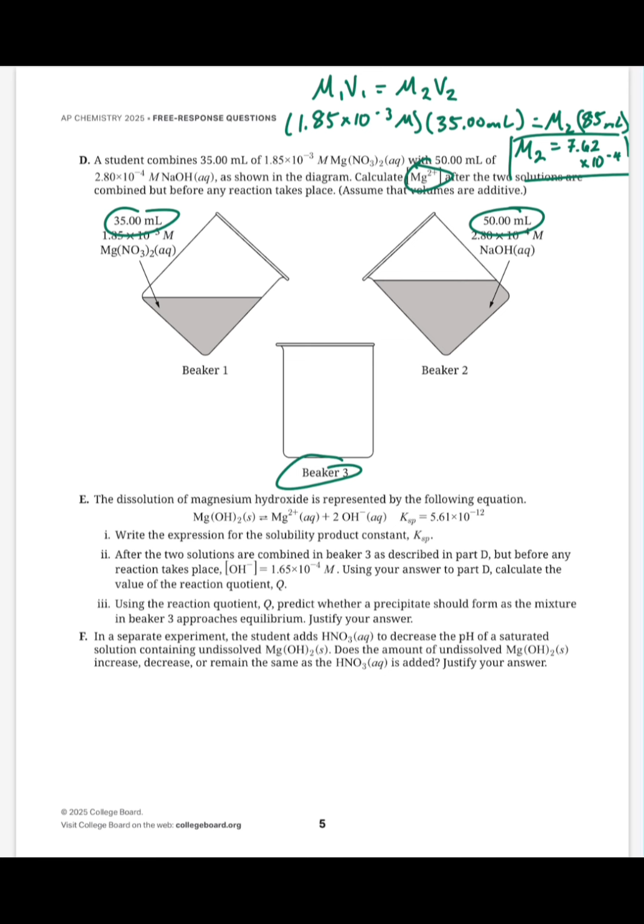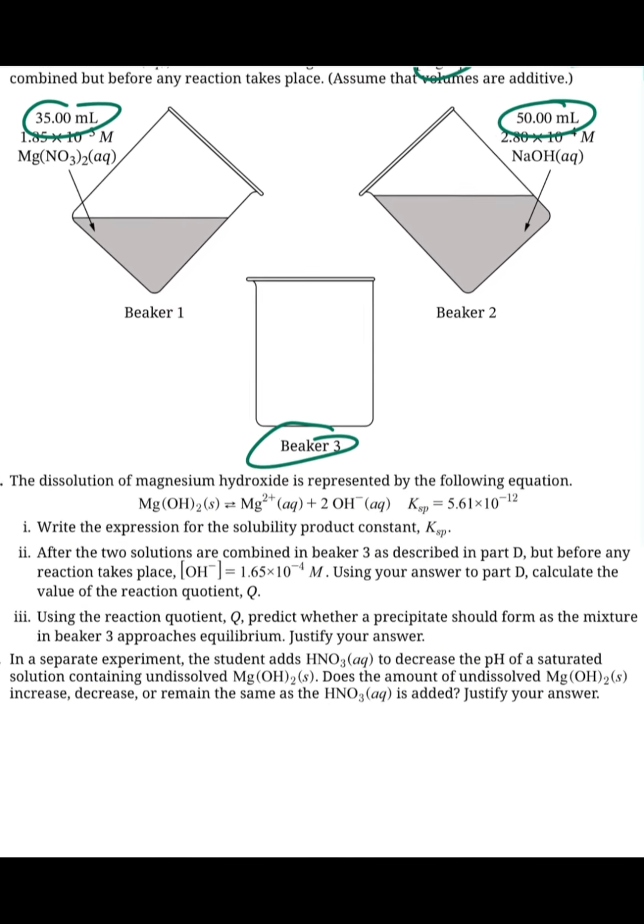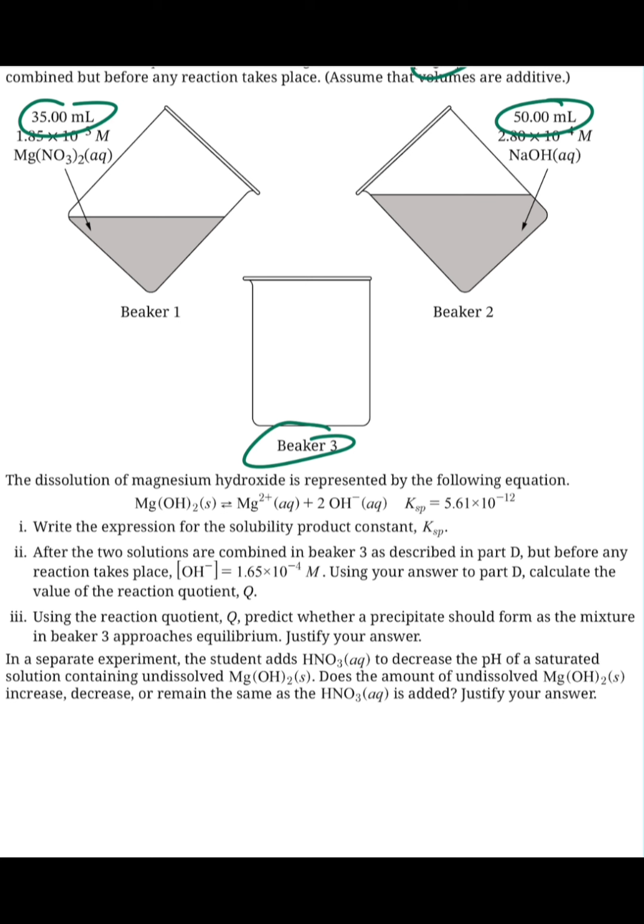Part E, I, is then saying determine, or write, the K expression for the solubility constant. So we have the given reaction here, and then KSP is equal to the concentration of the products because the solid is omitted. So then KSP is equal to the concentration of Mg2+ multiplied by OH minus squared because it has a coefficient of 2. So that's our answer for I.